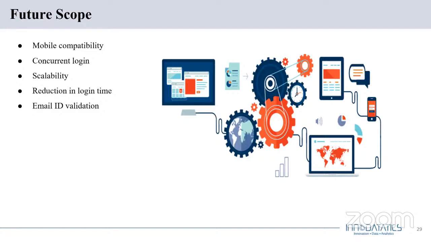Further, this model can be made mobile compatible, and multiple logins can be done simultaneously, that is, concurrent logins can be made. Coming to the scalability of the model, scalability is nothing but productionizing the model. For further production, the model can be deployed using a cloud platform or a distributed environment like Hadoop, etc. And also we can reduce the latency. Currently it is 2 to 10 seconds. We can reduce the login time. Further, we can also validate with the help of email ID. For example, sending an OTP to the email in order to authenticate it.